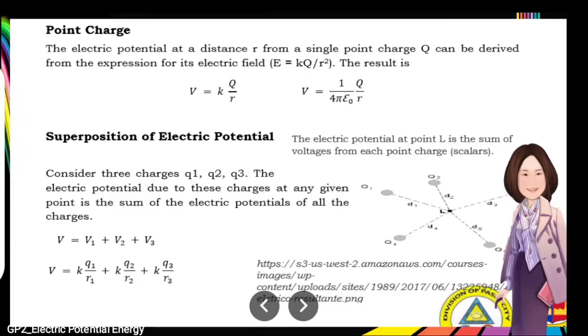Another one, we have here what we call point charge. The electric potential at a distance R from a single point charge Q can be derived from the expression of its electric field. So E is equal to KQ over R squared. The result is V is equal to KQ over R.